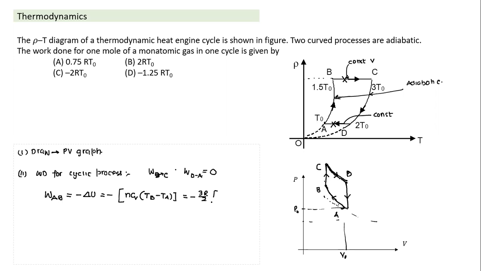And the temperatures of those two states are given, so this will become equal to 0.5 T naught. Thus the work done for AB is negative of that. In a similar way, we can calculate the work done for CD also, as minus delta U. The net of these is the net work done for the process. We can easily calculate.